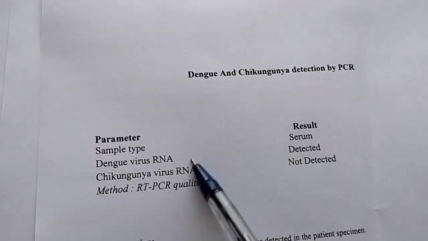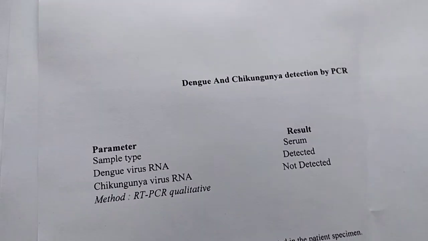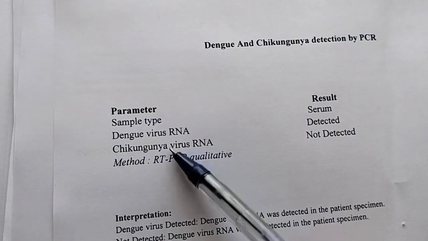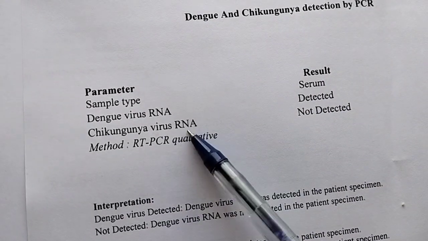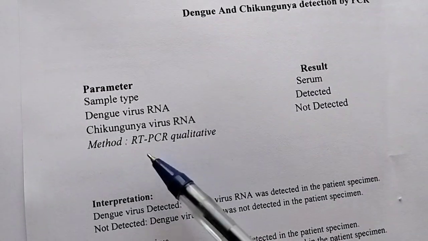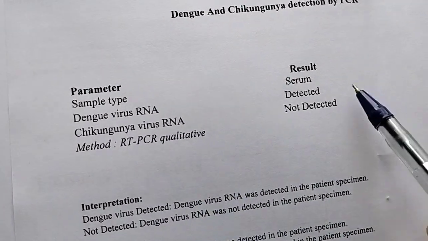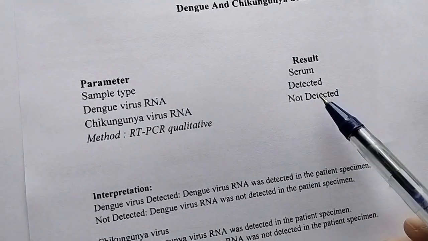Now let's see the third report, that is the PCR report. When you get a PCR report, it is written like dengue and chikungunya detection by PCR. Dengue can be done separately as a PCR or it can be done clubbed with chikungunya also. So in this case, dengue virus RNA is detected. Chikungunya virus RNA is not detected, and the method is RT-PCR qualitative. Qualitative because they have not given any value here. They have just told you that it is present and it is not present.